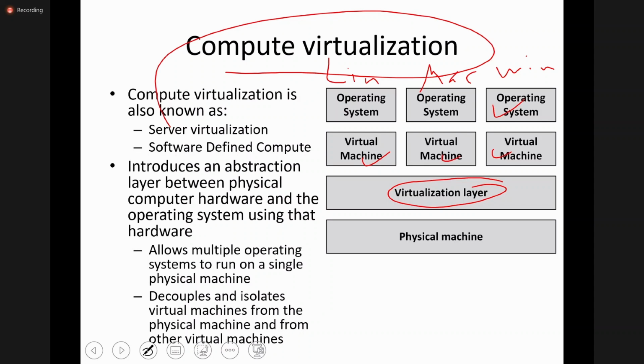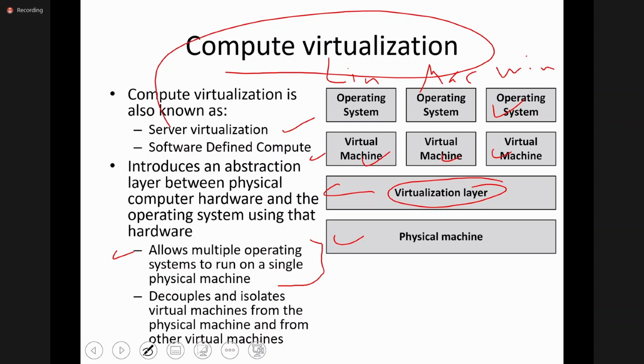Servers, we can virtualize the server by using software-defined computing, SDC. It introduces an abstraction layer between the physical machine and the virtual machine. We have to introduce a virtualization layer between them. It allows multiple operating systems to run on a single physical machine. Again, it allows multiple operating systems.